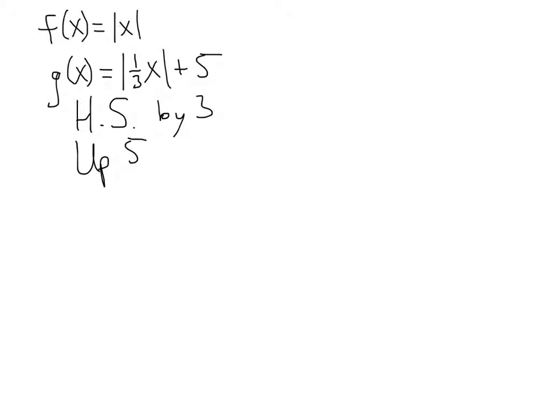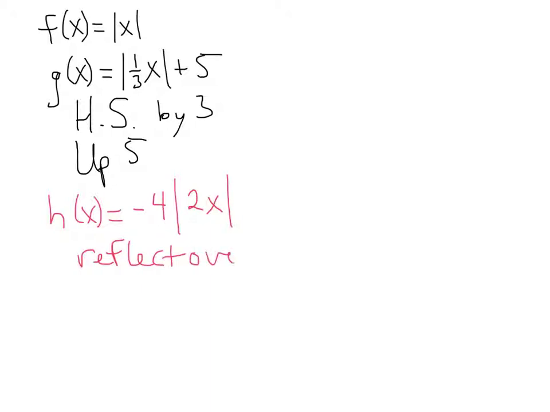Let's try another one. So let's try, how about negative 4 absolute value of 2x. This looks like fun. Well, first off, that negative out front is a reflection over the x-axis. That negative reflects it over the x-axis.